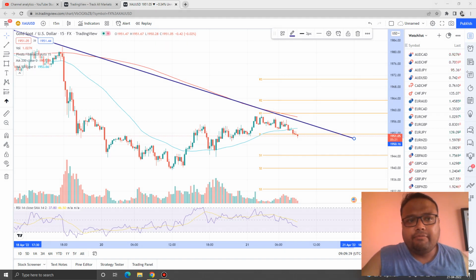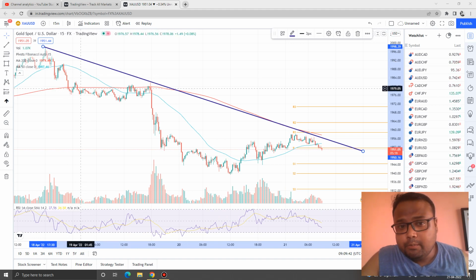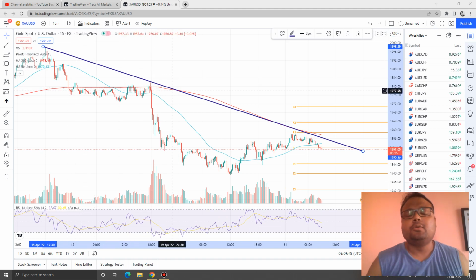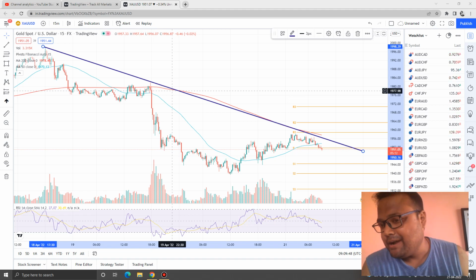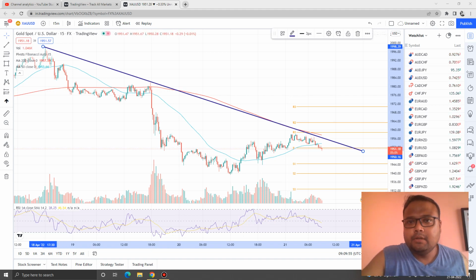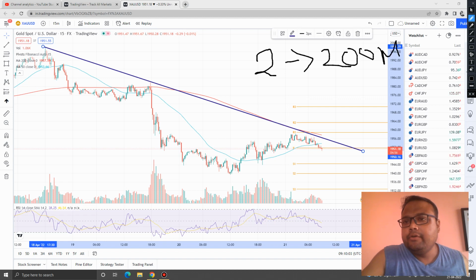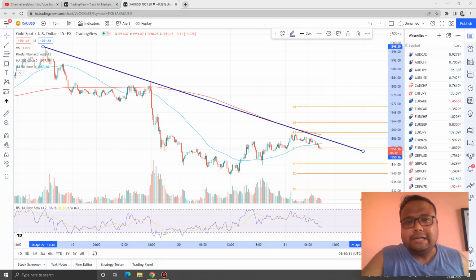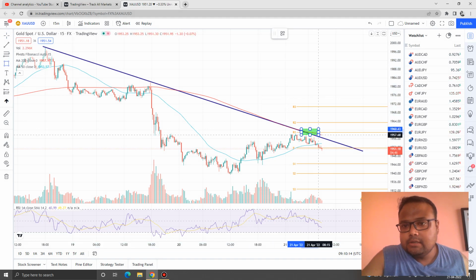because we have the 200 moving average, the red line, and as we all know, the 200 moving average is a respectable moving average around the world. So we can expect the 200 moving average will provide resistance to the market, and then we also have the trend line. So we have two factors: 200 moving average plus the trend line. Both are dynamic resistances in the market. So there is a possibility that around this level, market will face some selling pressure.